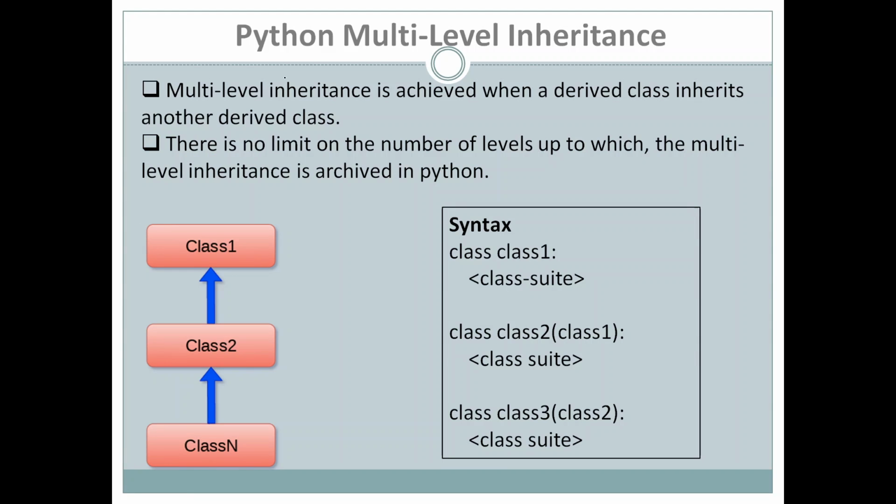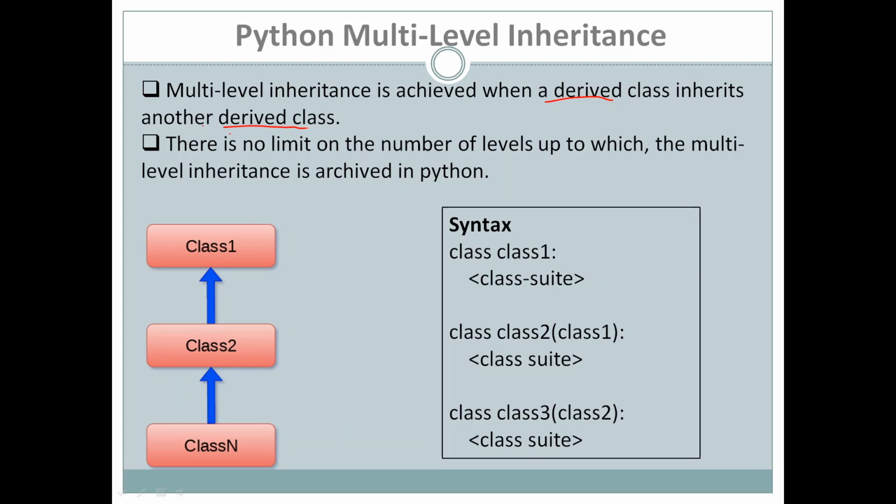Okay, Python multi-level inheritance. Python also supports multi-level inheritance, as other object-oriented programming languages do. Multi-level inheritance is achieved when a derived class inherits another derived class. When one derived class inherits another derived class, then it is called multi-level inheritance.